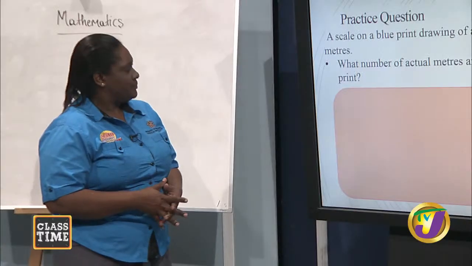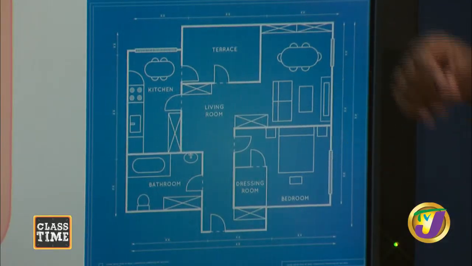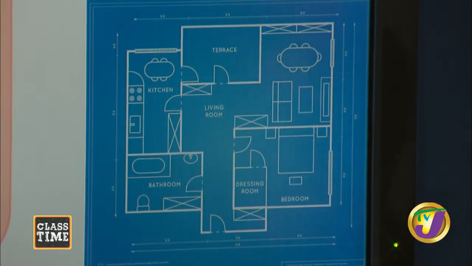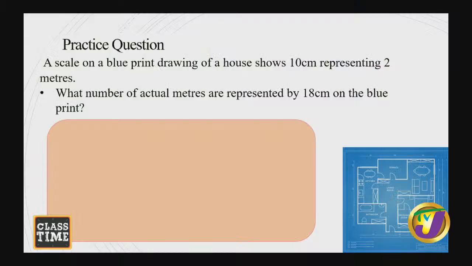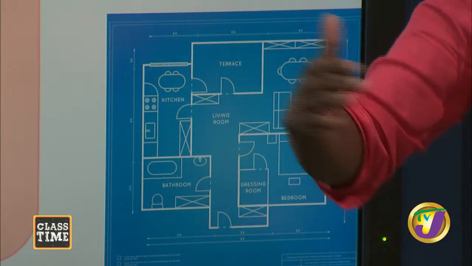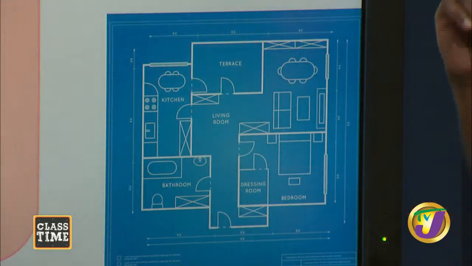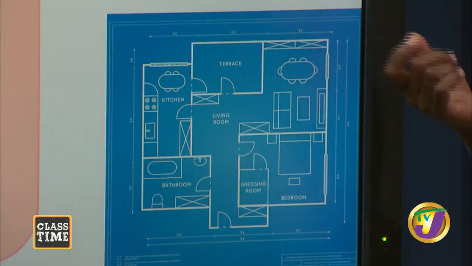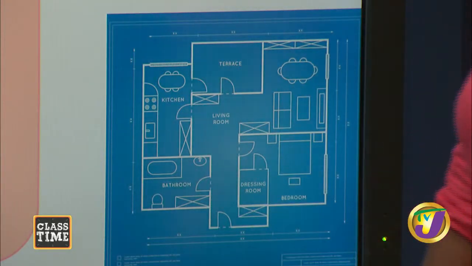So on the blueprint of a house, it shows 10 centimeters representing 2 meters. So on the blueprint, it's 10 centimeters, and that would be 2 meters in actual distance. The question is, what number of actual meters are represented by 18 centimeters on the blueprint? So when I go 18 centimeters on the blueprint, how much is it in my yard, my land space, or that area where that person wants to do the building? Okay, good. So let me do this now.